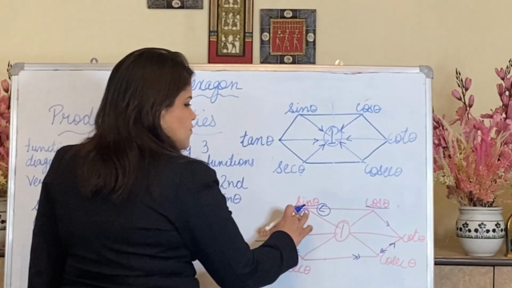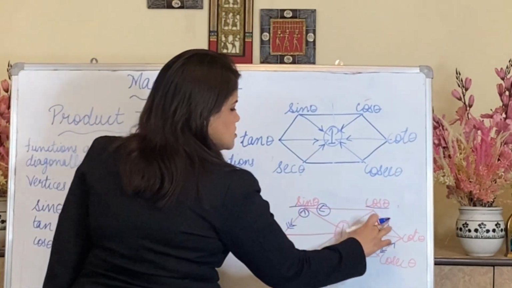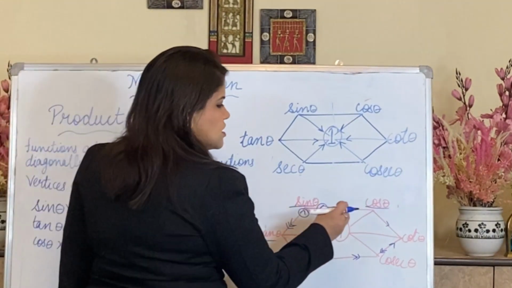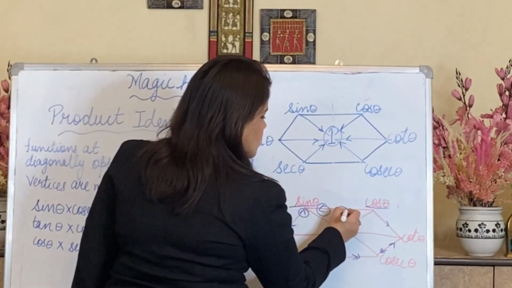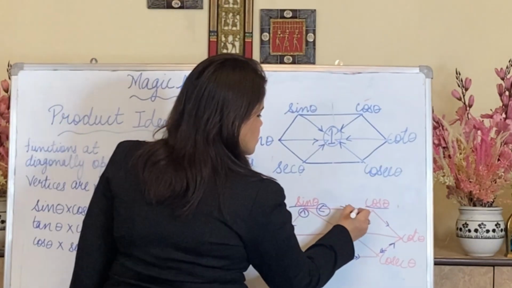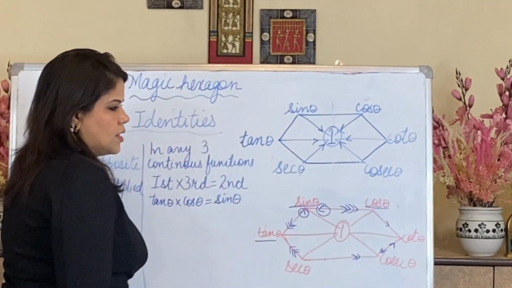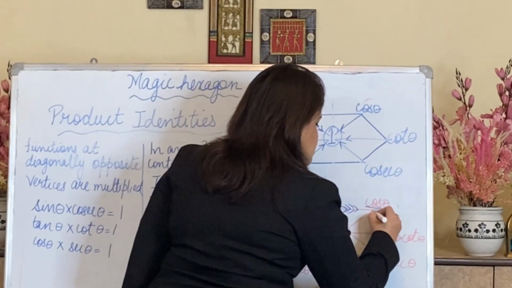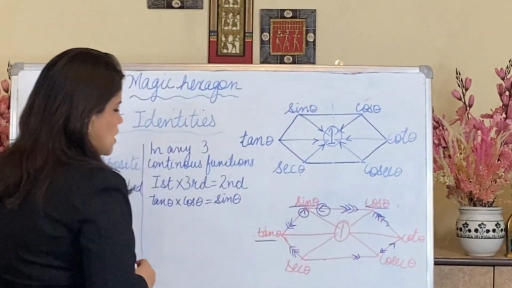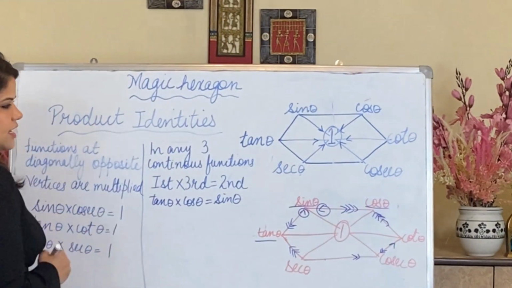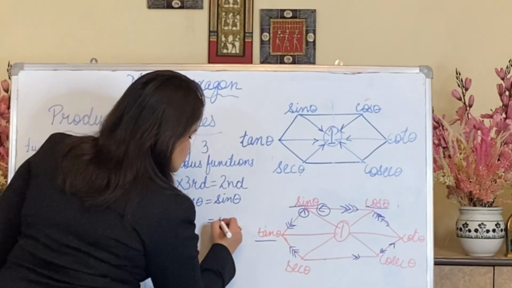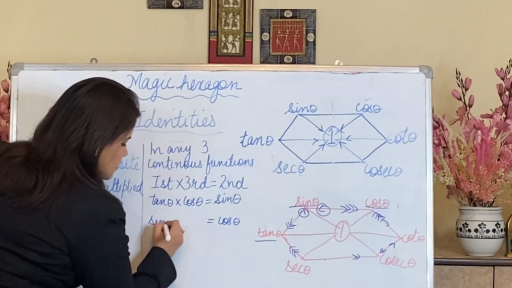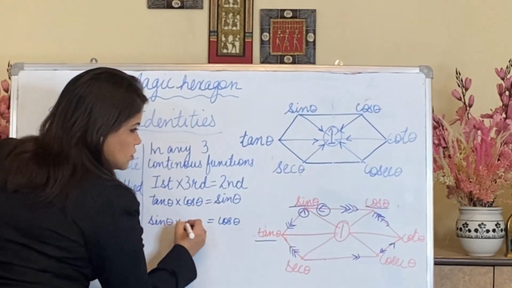Now if I take sine, cos and cot, I am taking sine, cos and cot. So sine will go towards cos and cot will also go towards cos. So what is my answer? What is the second one here? The second one is cos theta. What is the first one? Sine theta into cot theta.